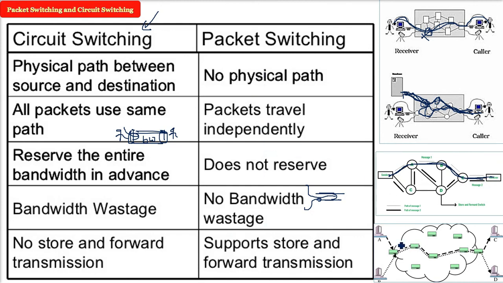But in packet switching, first it has to come here, and now it has to look for the path. It has to decide the route. There are routing algorithms, so if some of the link is broken, the packets may take a different path. So it has to come and then it has to go. So packet switching supports store and forward transmission.